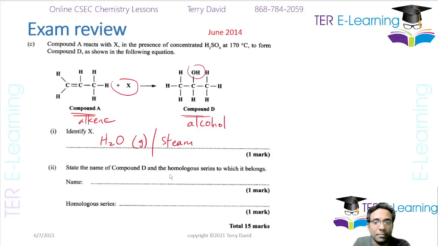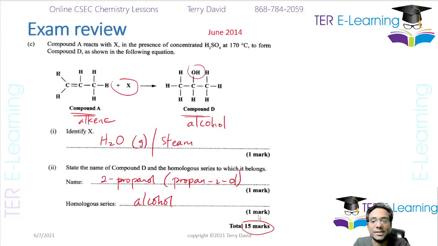Now this says state the name of compound A and the homologous series to which it belongs. So compound A, don't just go and tell the people it's propanol. In this particular case here, it's called 2-propanol, right? Or you can call it prop-2-ol. That's the other name for it, right? Do not put propanol. If you put propanol alone, you will not get a mark, right? You will not get a mark. And the homologous series, all you need to tell them here is the alcohol, right?